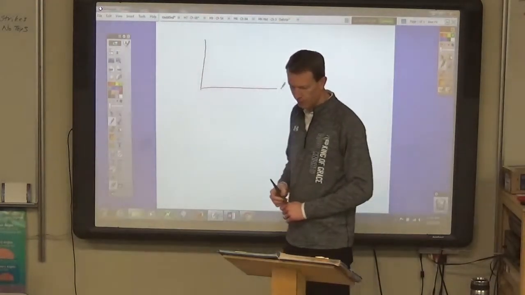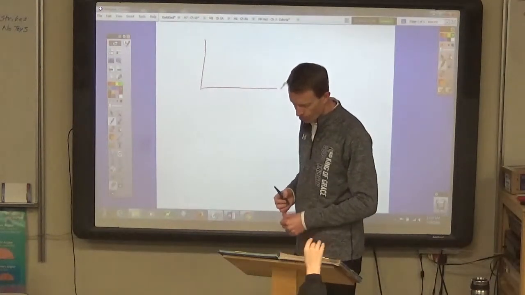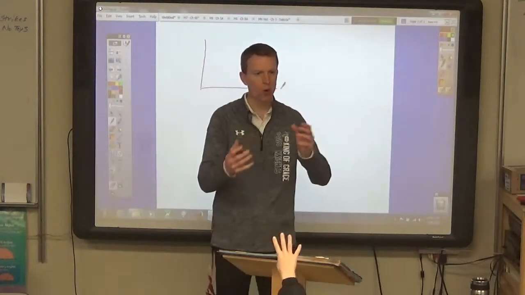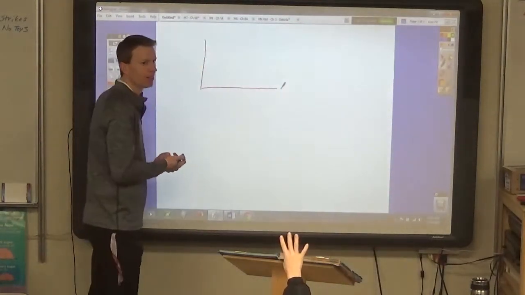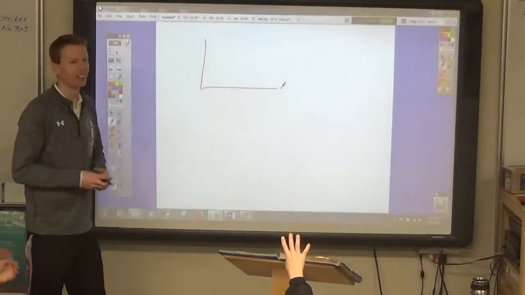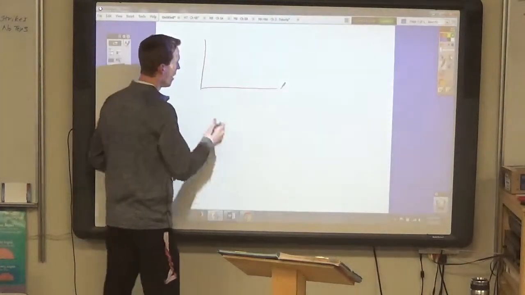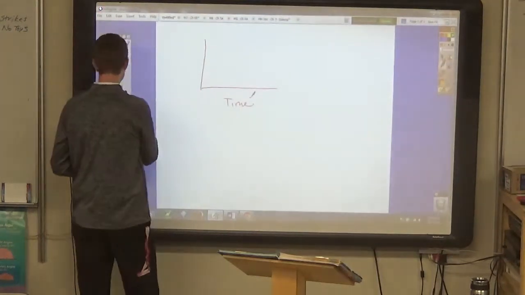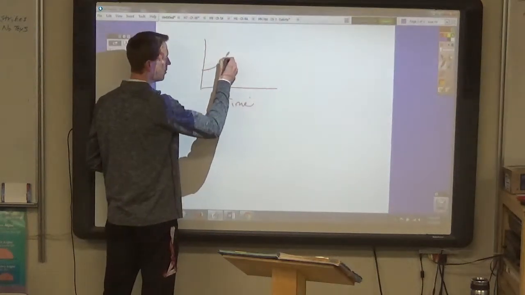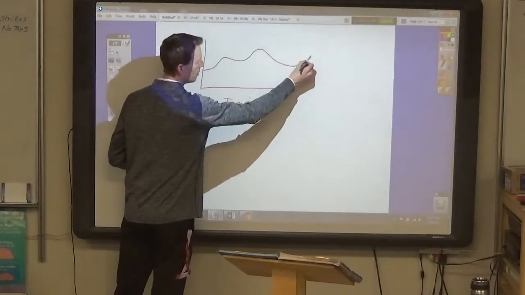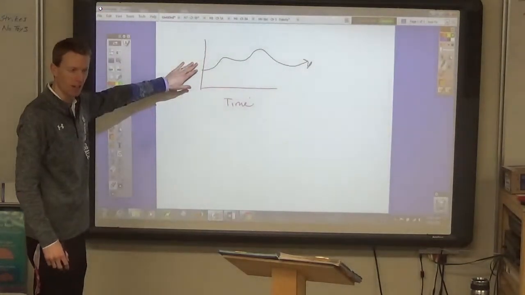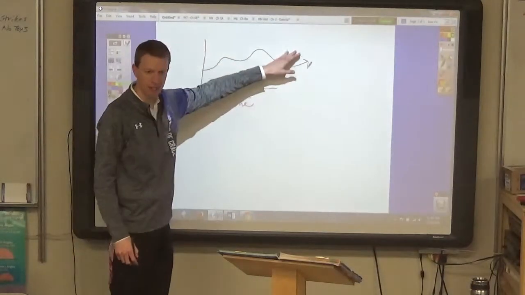Bar graph? Well, since you specifically want to see changes over time, a line graph. This is time, and we want to see how it changes over time. So it might go like this. Okay? And that's the best for a line graph. That's showing change over time.